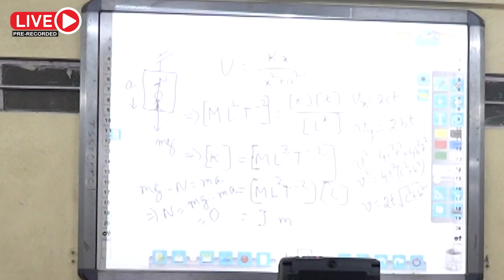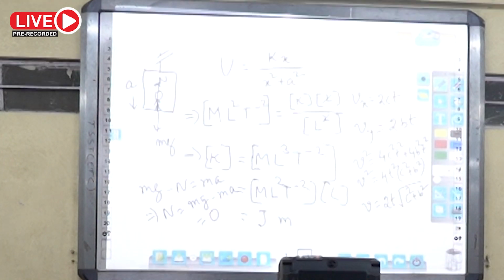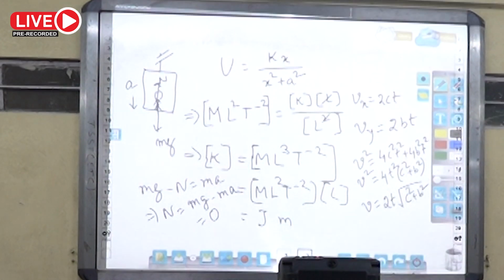Next, 48. How many of you solved 48? The masses m1 and m2 are initially at rest and at infinite distance apart. They start moving towards one another under their mutual gravitational field. Find their relative speed when they are at a distance d apart.